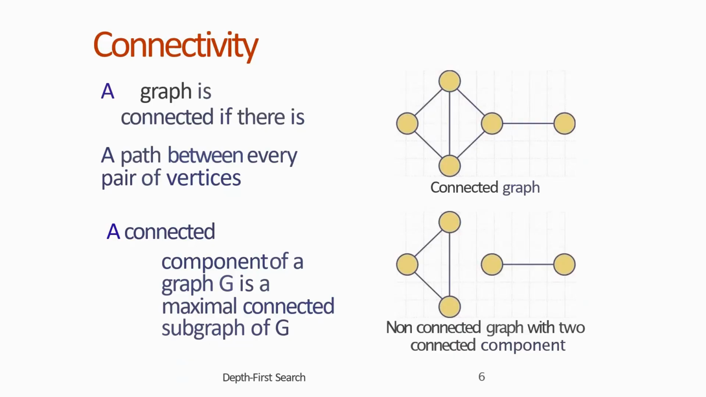Another relevance of connectivity to DFS is that DFS can be used to determine if a graph is connected and to find its connected components, right? If a single DFS traversal starting from an arbitrary node, like a starting node, visits all nodes in the graph, then the graph is connected.